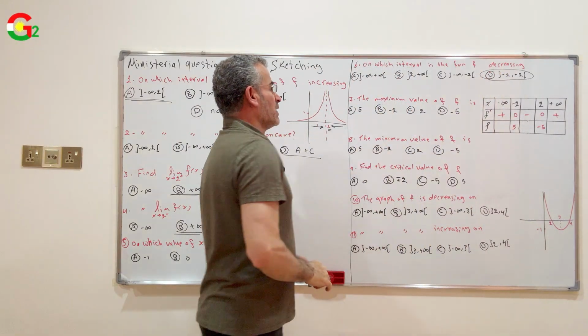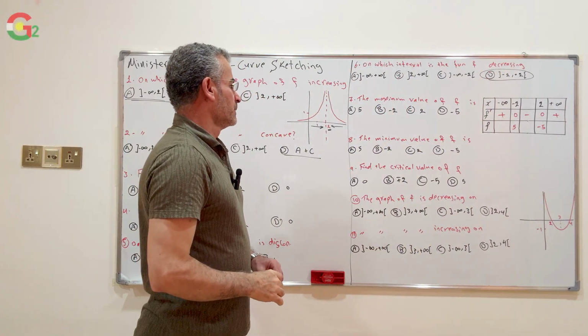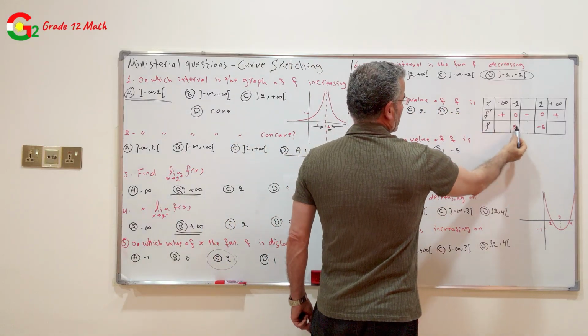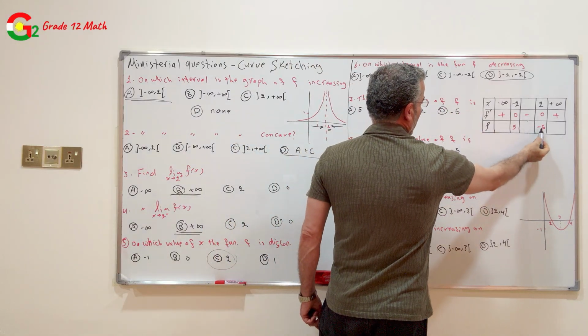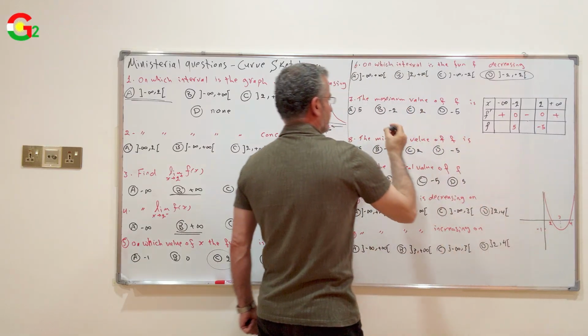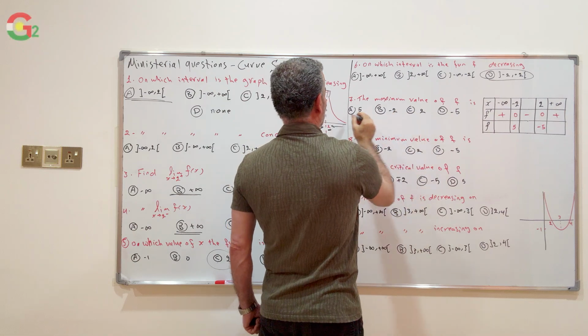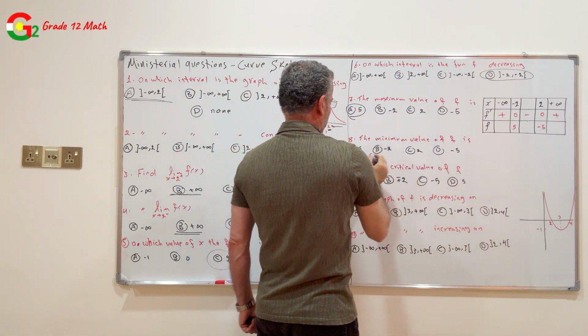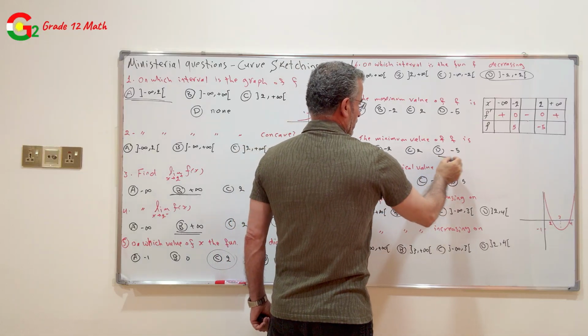The maximum value of f is 5 and the minimum value of f is negative 5. Therefore, the right choice is A. The minimum value of f is negative 5 as we see.